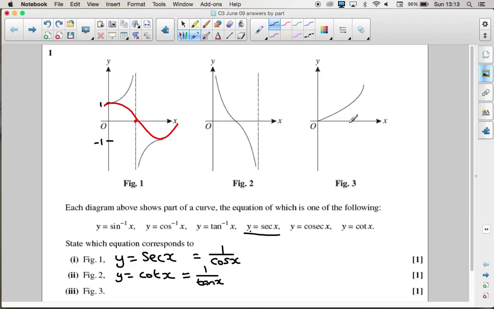And the third one is the inverse sine graph, this one here. But as I said before, best thing to do is just learn which one's which.